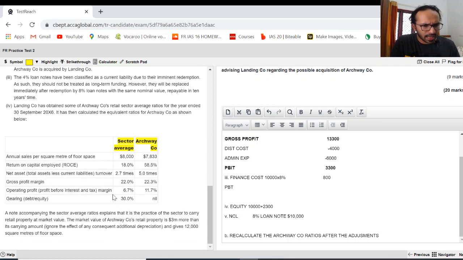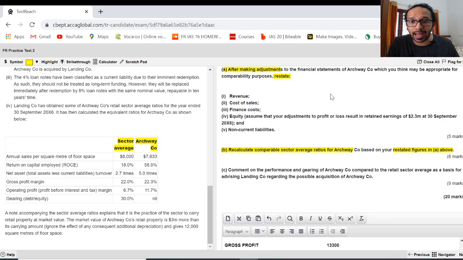But again, in the last sentence, they are telling something. A note accompanying the sector average ratio has explained that it is the practice of the sector to carry the properties at market value. So sector are carrying the properties at market value, and Archway is not doing that. Now in requirement A, it is clearly telling that you should be thinking about comparability. Can we compare the sector average ratios with that of Archway now? No, because sector is doing revaluation, Archway is not doing revaluation. So in order to make it comparable, Archway should also revalue their asset.